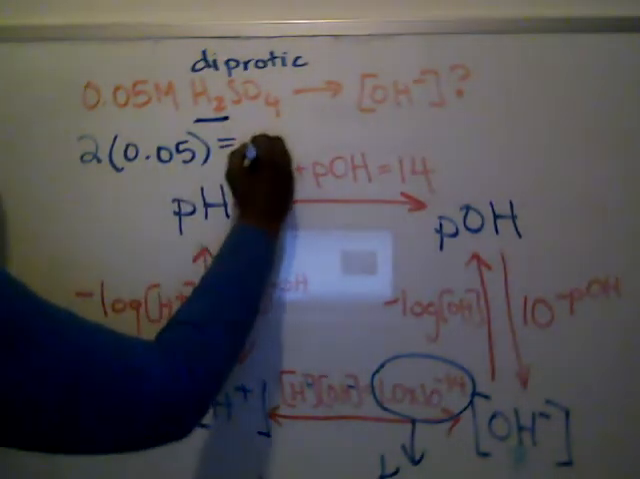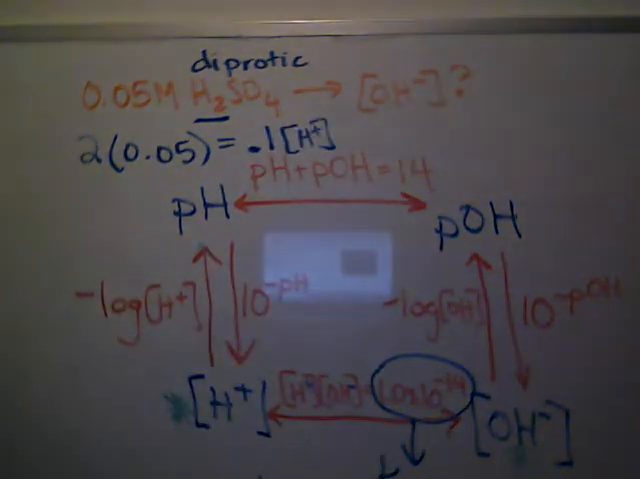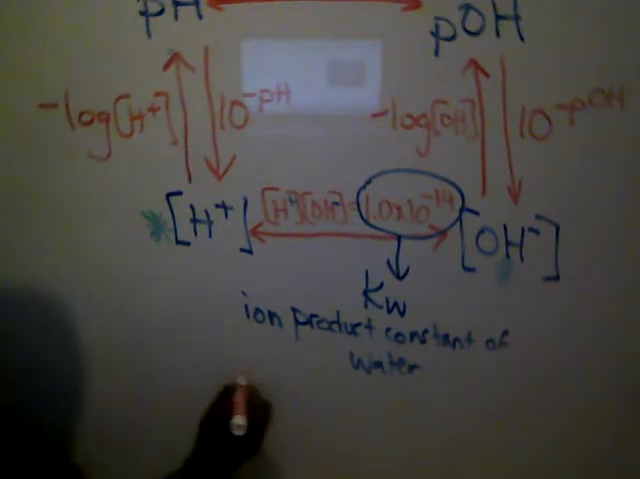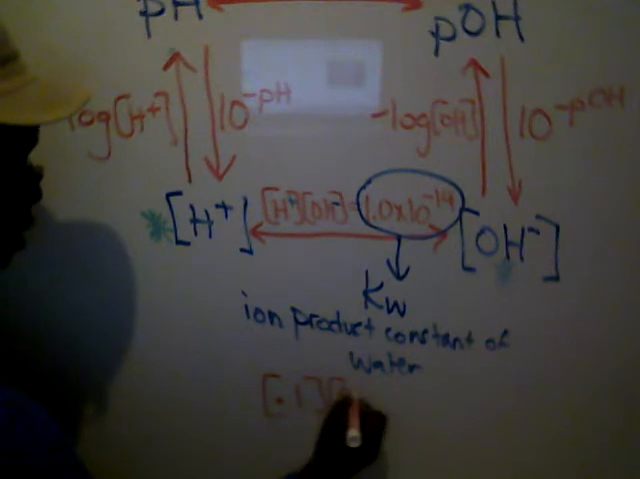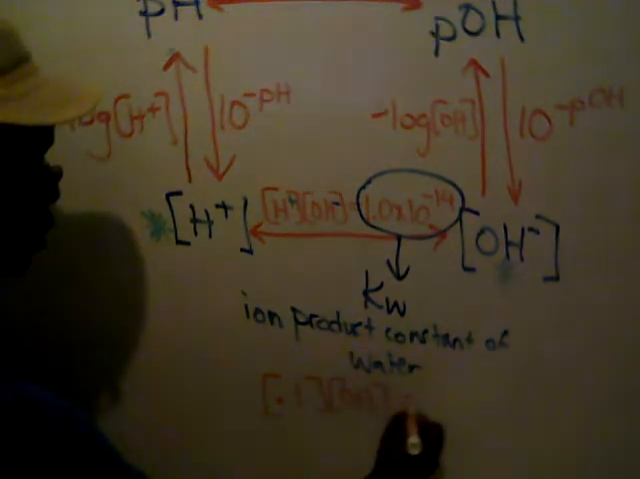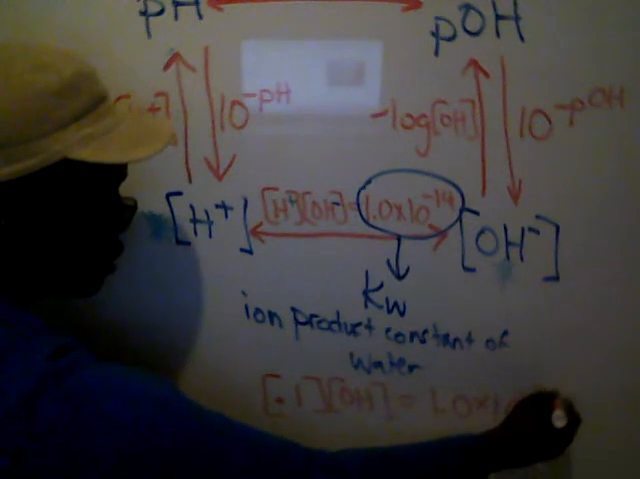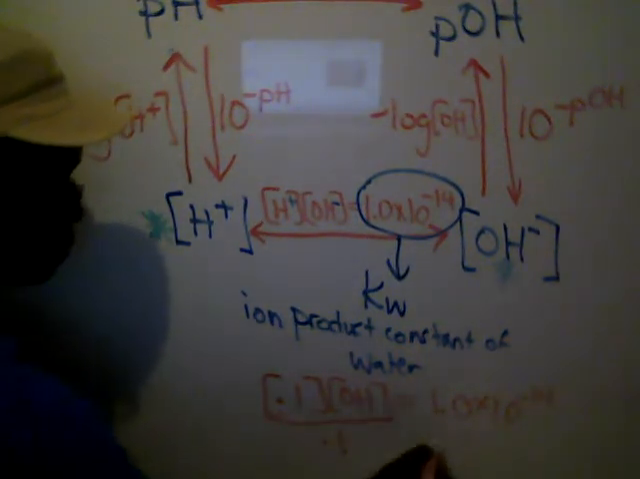So really we're dealing with 0.1 for our hydrogens. We have 0.1 for the concentration of hydrogens. So if we switch down here, if we have 0.1 for the hydrogens, then the actual equation we would end up with would be: the amount of hydrogens we have is 0.1. We don't know the amount of hydroxides, but we know that those two together always equal 1.0 times 10 to the negative 14. Okay. So simply all we need to do is just divide by 0.1.